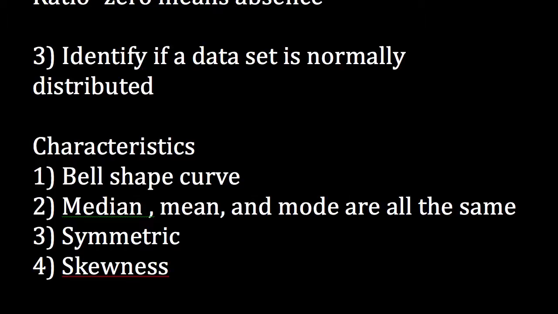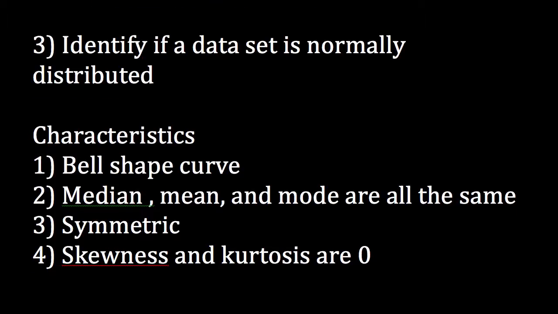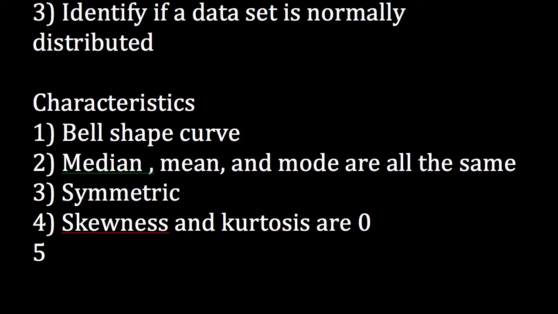Skewness is when the data is skewed either to the left or the right. And kurtosis refers to the peaked nature of a distribution. And I'll show you some pictures here. So skewness and kurtosis are 0 when described. And then the total area under the curve, or AUC, of the total distribution is equal to 100%, or 1.